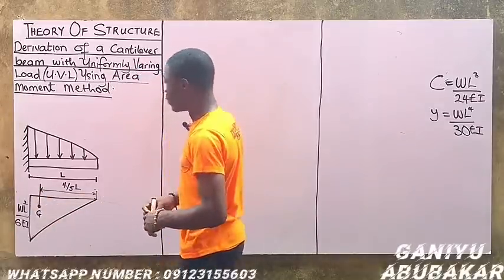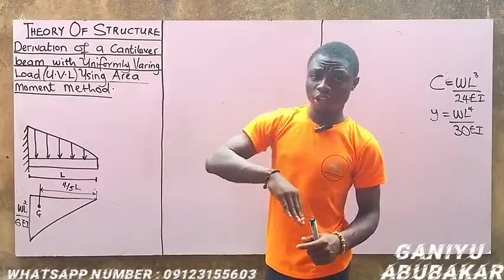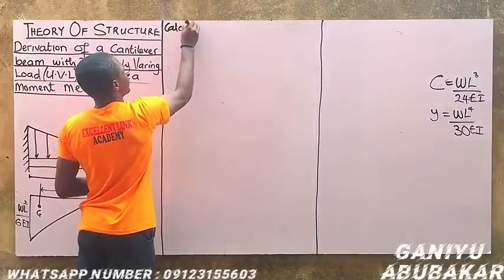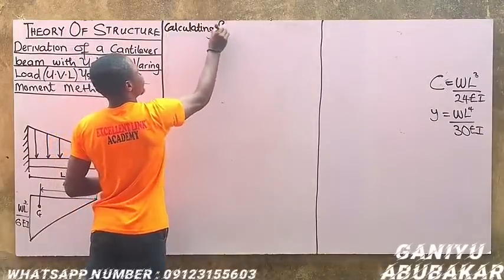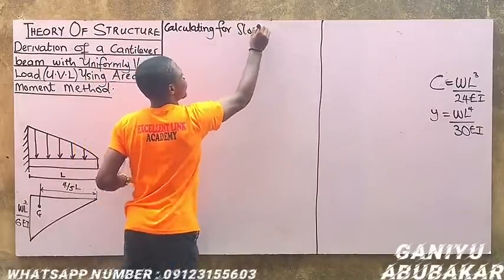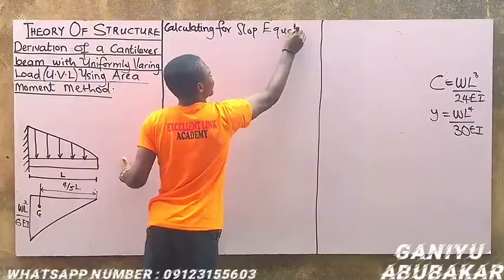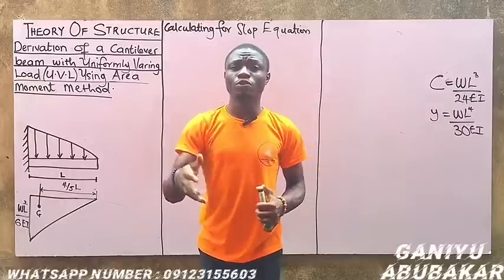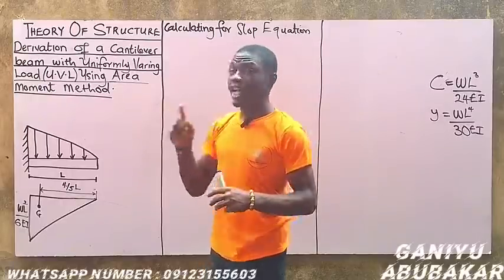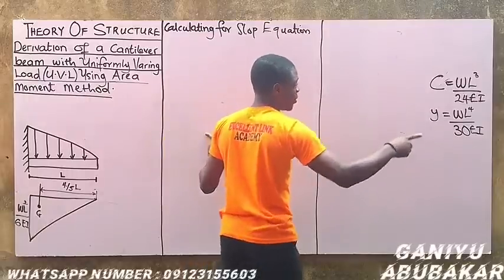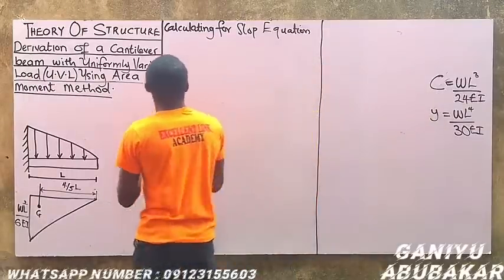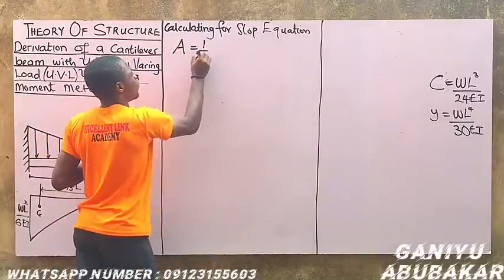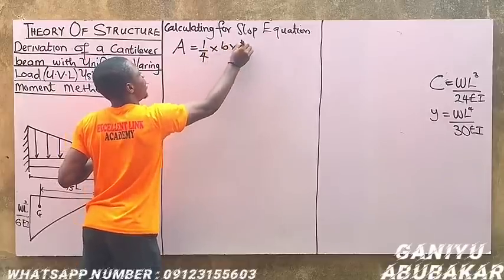So let's now try to start getting the slope equation before the deflection equation. So calculating for slope equation, we said slope equation when it comes to area moment method becomes what then? Becomes A, right? For double integration method, it is C. For area moment method, it is A, being equal to 1 over 4 times breadth times height.